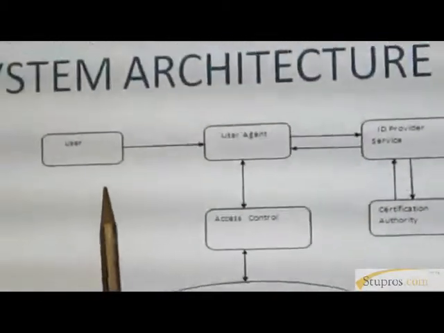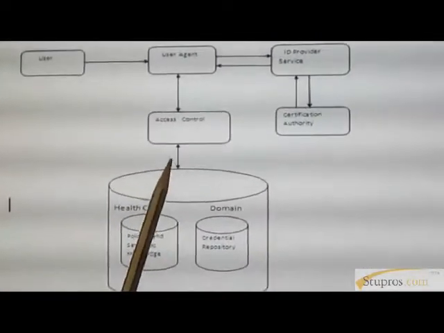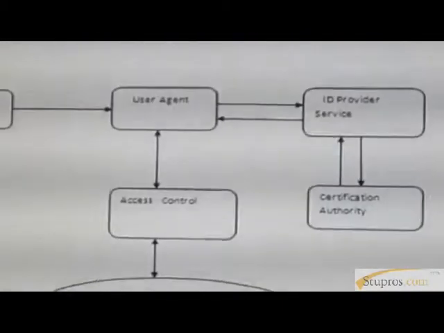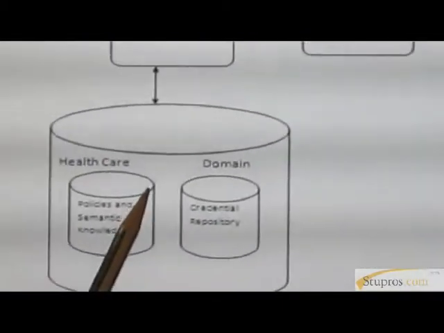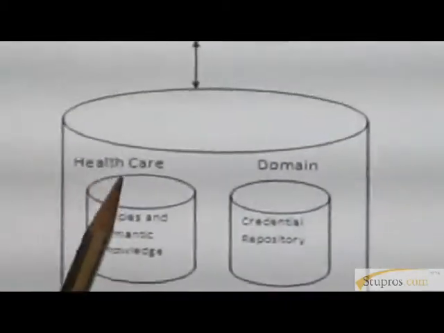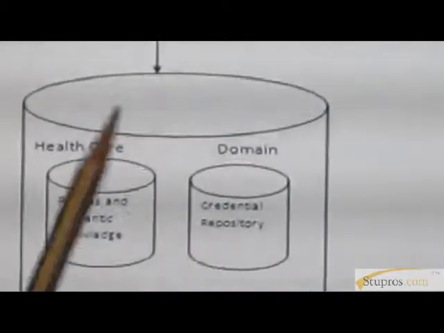If the patient enters and makes a request, the grid acts as a middleware. It will be getting the request from the user, and it will be checking whether the user is authenticated or not with respect to the policies available in the database. And if it is an authenticated user, he will be allowed to access the resources, or he will not be allowed to access the resources.